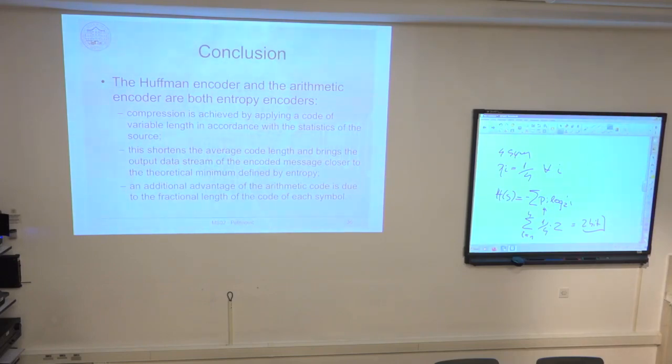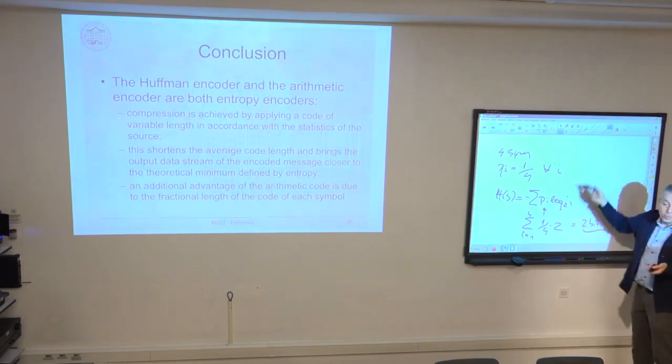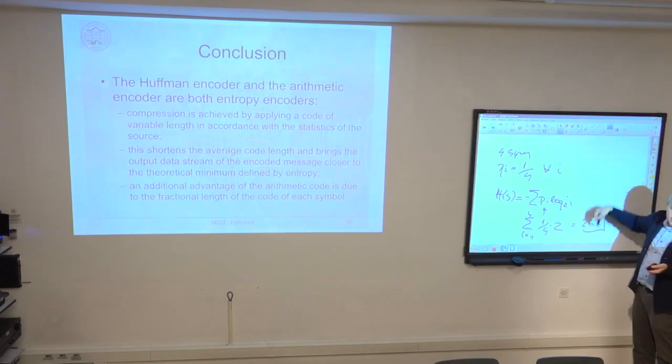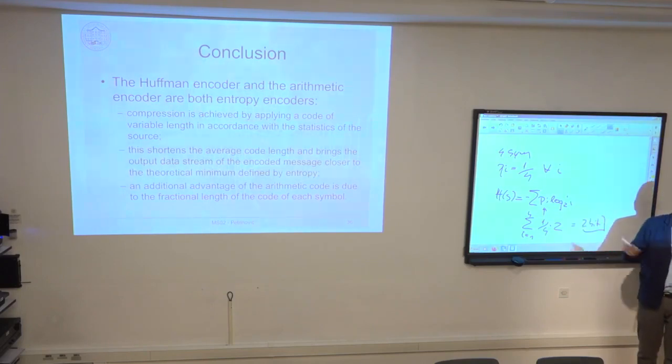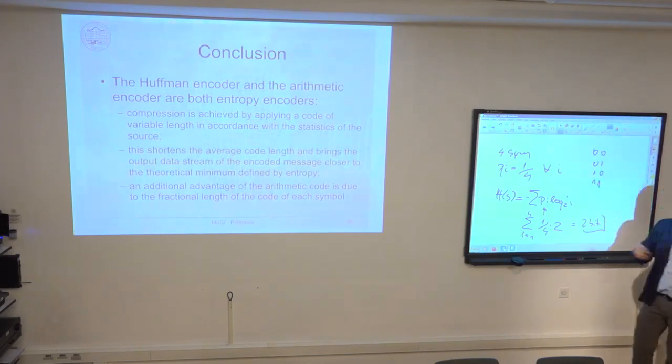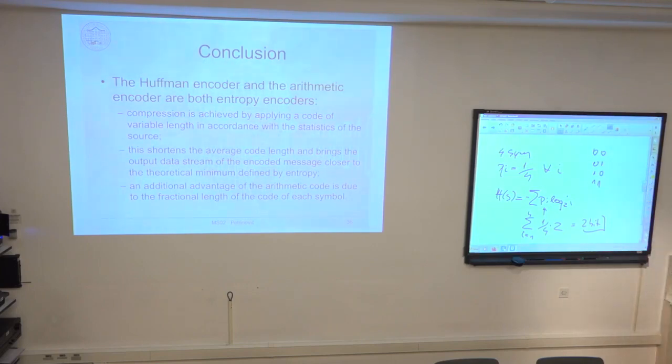Okay, and finally, this is a simple binary code. So if I use the binary code, I will have exactly 2 bits per symbol. So 00, 01, 10, and 11. I cannot do better than that. So this simple binary coding is exactly on the entropy bound, if the probabilities of all the symbols are the same.